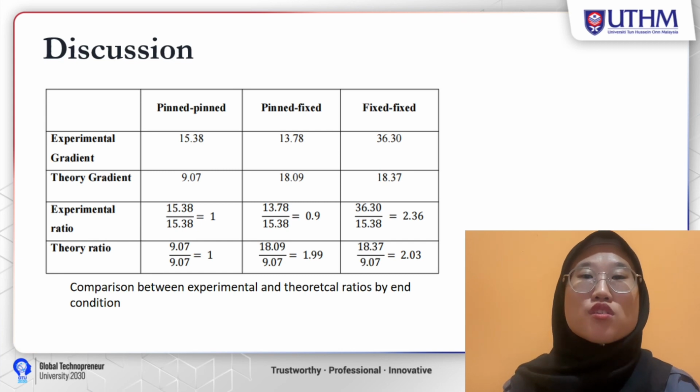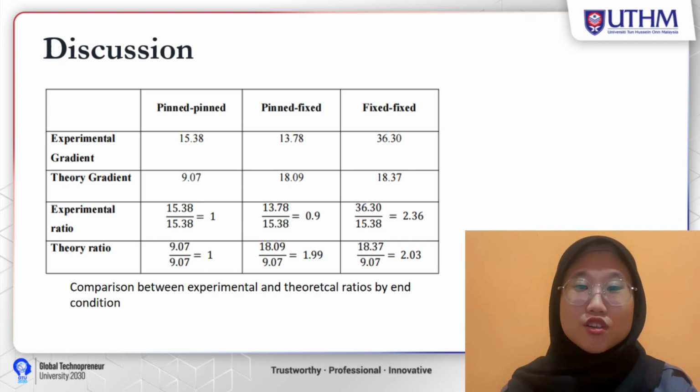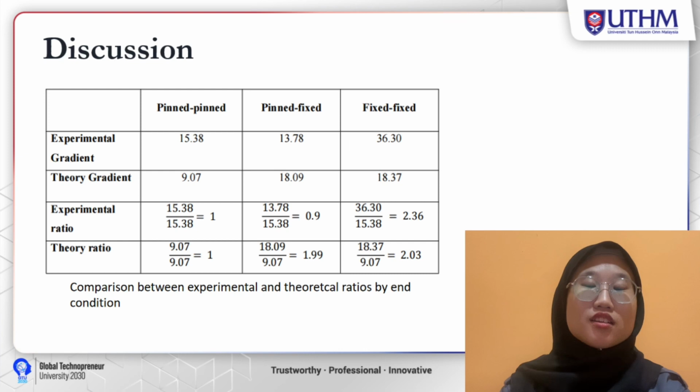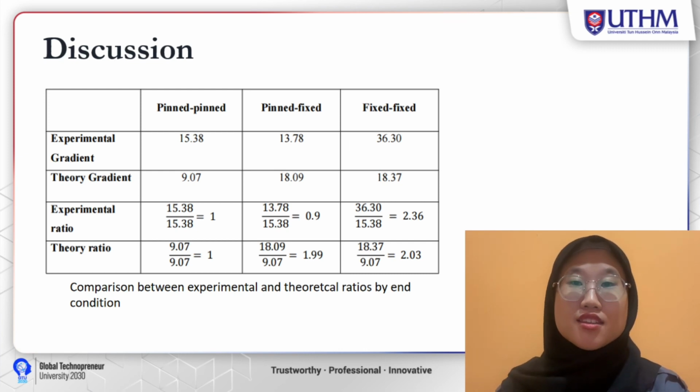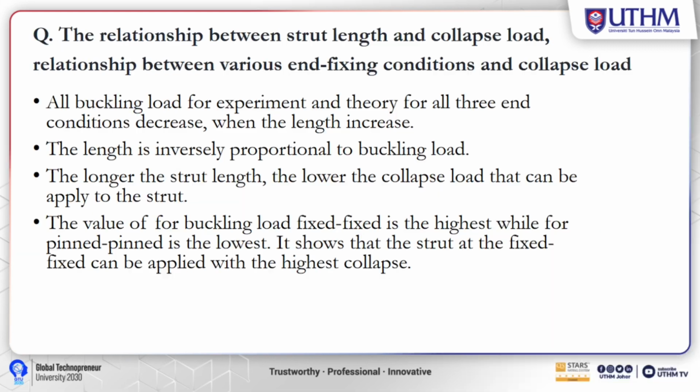So the table shows the comparison of experimental and theoretical ratios by the end condition. So based on the comparison table, we can state that both experimental ratios and theoretical ratios are not consistent. However, the theoretical ratios are more consistent than the experimental ratios. So this inconsistency occurs probably due to some errors that we faced while conducting the experiment.